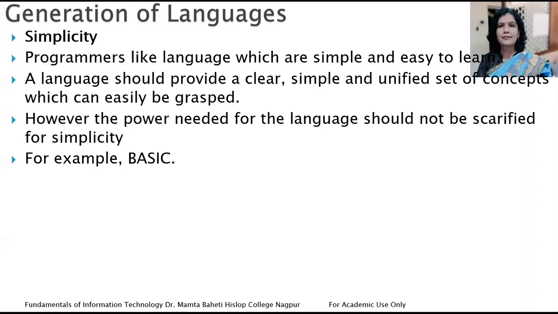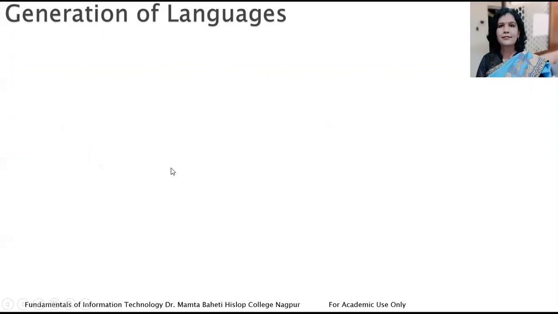However, the power needed for the language should not be sacrificed for simplicity. मतलब simple language होने के चक्कर में वो language की जो beauty है या वो जो strength है उस language का वो collapse नहीं होना चाहिए. जैसे for example, BASIC language is really very simple to write, but it is at the same time very powerful to handle the applications. Next is naturalness.